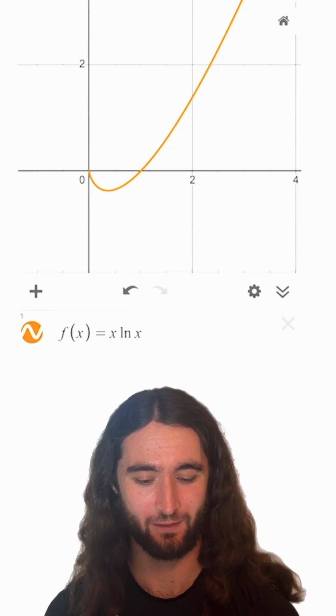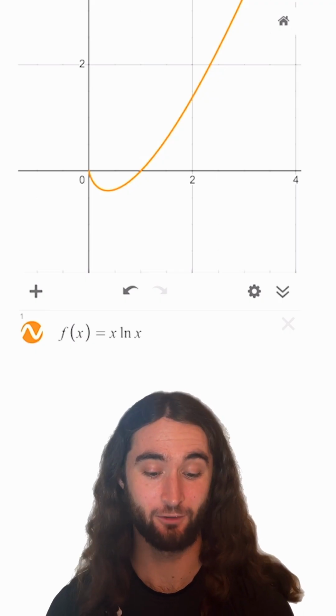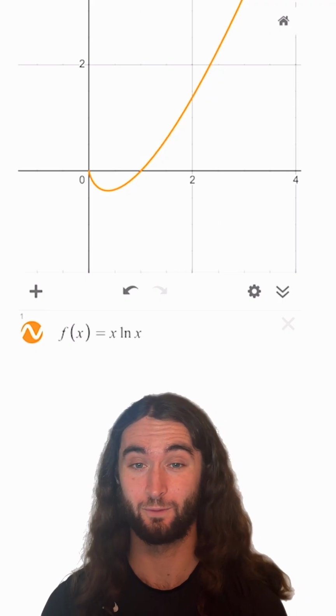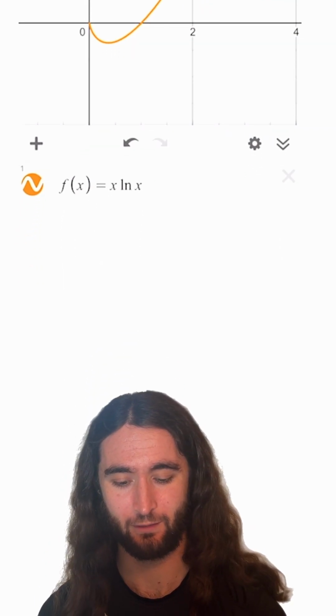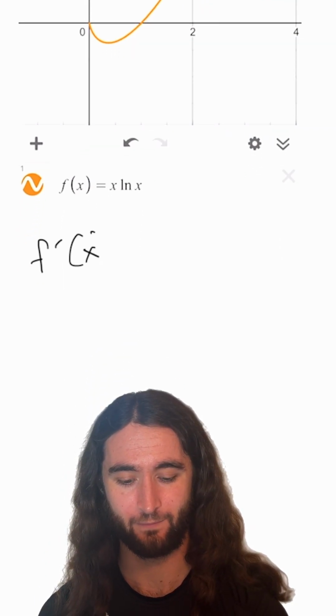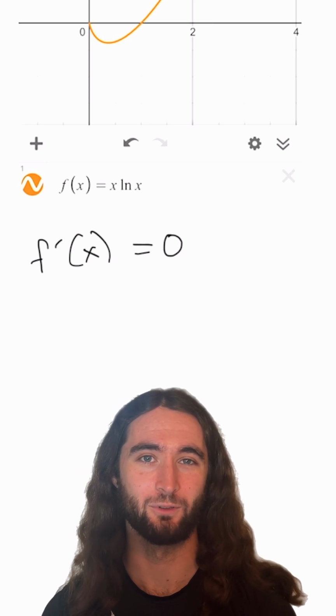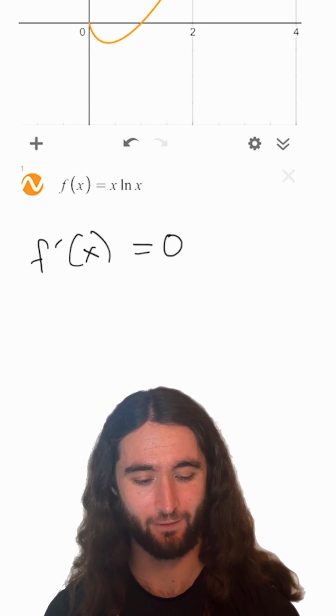That's true always of maxes and mins, and it looks like that's the only place on the whole curve where the slope is 0. So we should be able to solve the equation f prime equals 0, and that will do the trick. So we just have to solve f prime.